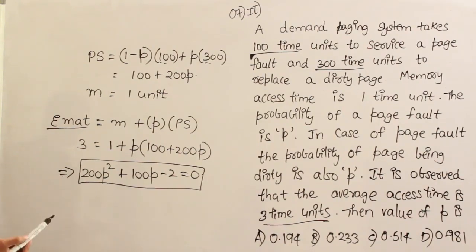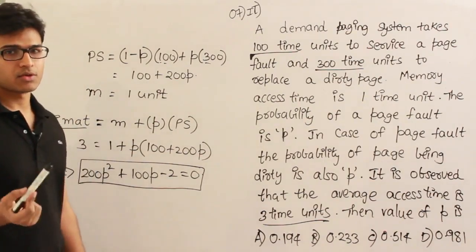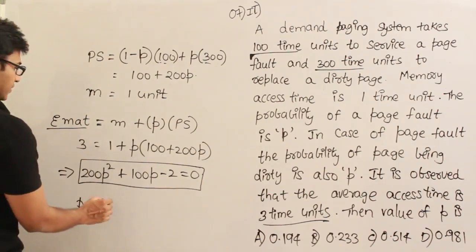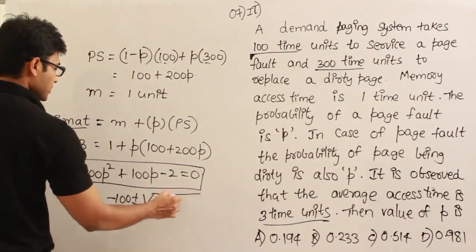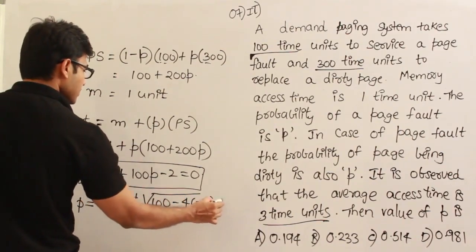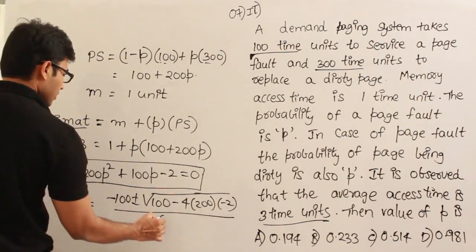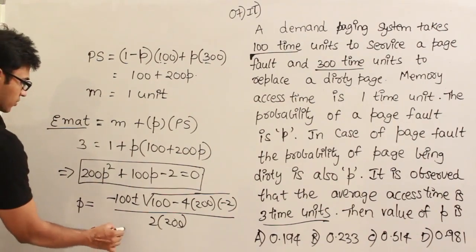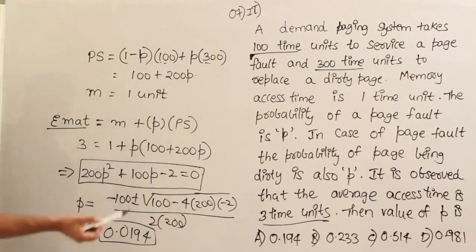So in order to solve this, you can use that formula, minus b plus or minus square root of b square minus 4ac by 2a. So you can get the value of P like this, minus b plus or minus square root of b square minus 4ac, where a is 200, b is 100 and c is minus 2, divided by 2a, right? Now if you solve it, you are going to get an answer of 0.0194.